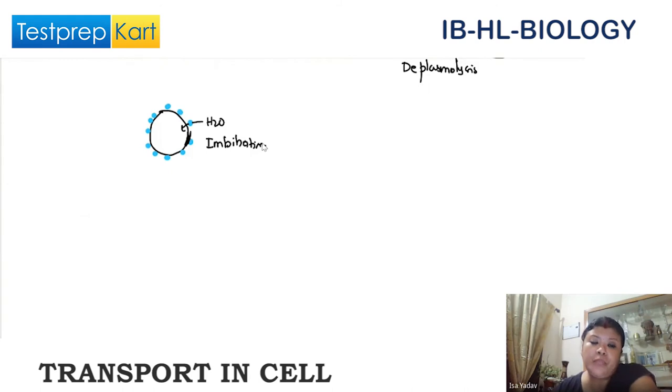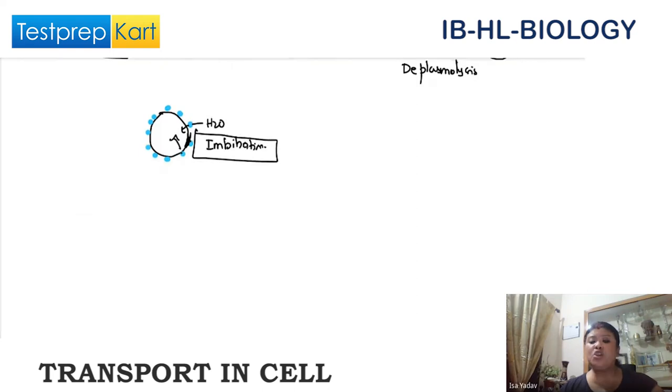Imbibation. You can take some grams, Bengal grams or chickpea beans or any kind of beans. Put it in water. After some time, you see that it is swollen. Because why? Water has imbibed. First, the water stuck to its cell wall or seed coat. After that, the water has entered. This is called imbibation.